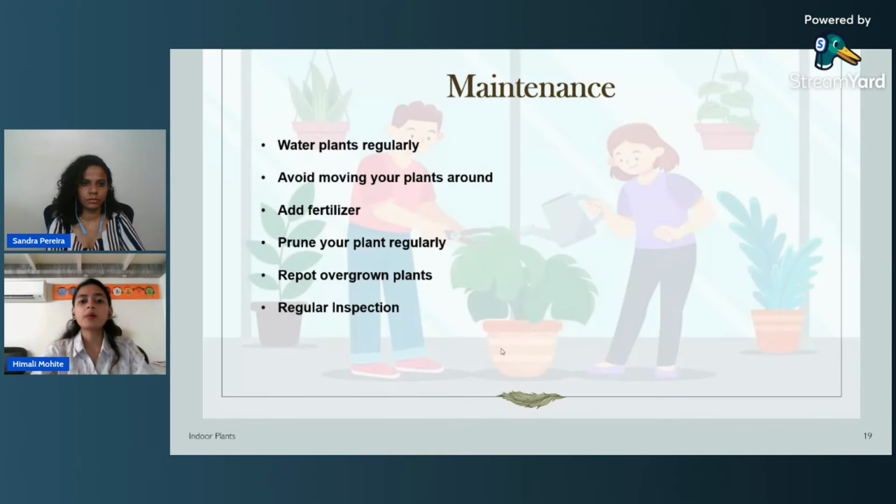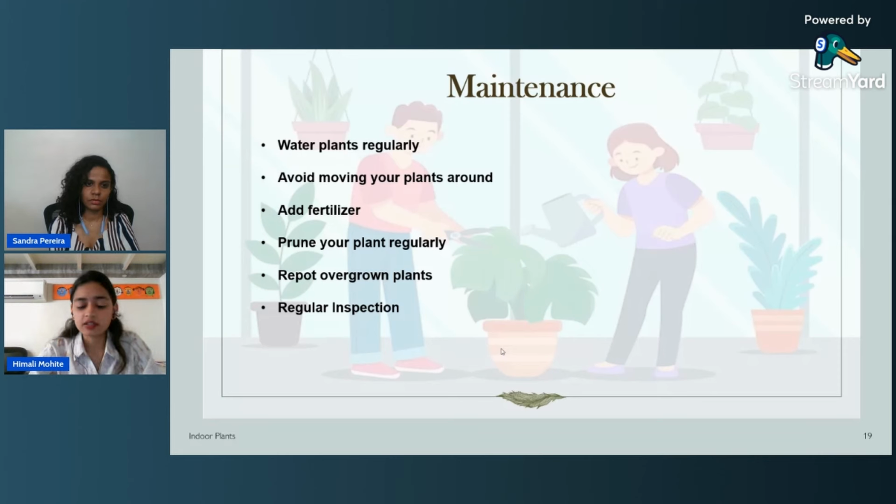So, how we can maintain our plants and protect them from all these diseases is water the plants regularly, and do not overwater them. Like we had seen tips on how to check the water holding capacity, like how much water we need to pour. So, you can use that fingertip test to know how much water you're providing to your plants. Then avoid frequently moving your plants.